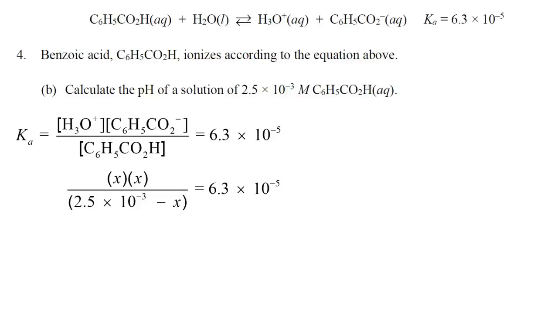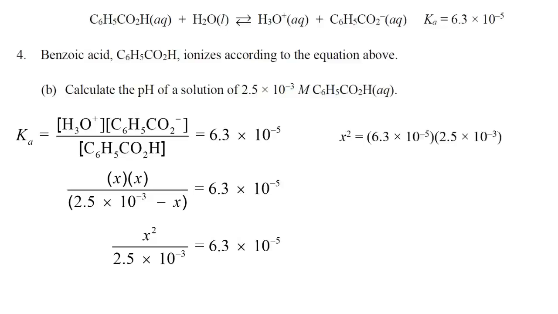We'll make that simplifying assumption to make the math easier because X will be smaller than the original concentration of the acid. So now I have X squared on the top, and I have 2.5 times 10 to the negative 3 on the bottom. All I have to do now is a little bit of algebra to solve for X. So X squared is equal to the product of 2.5 times 10 to the negative 3 and 6.3 times 10 to the negative 5 multiplied together. So X squared is equal to 1.6 times 10 to the negative 7.